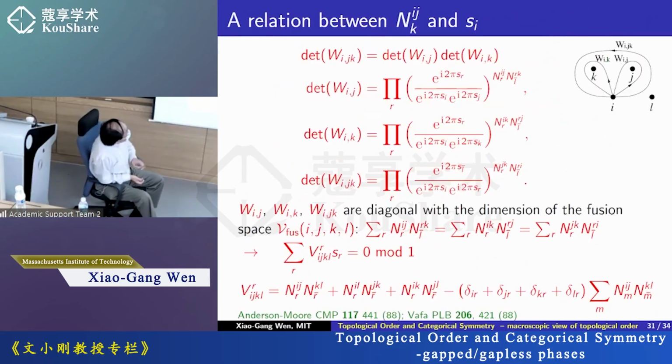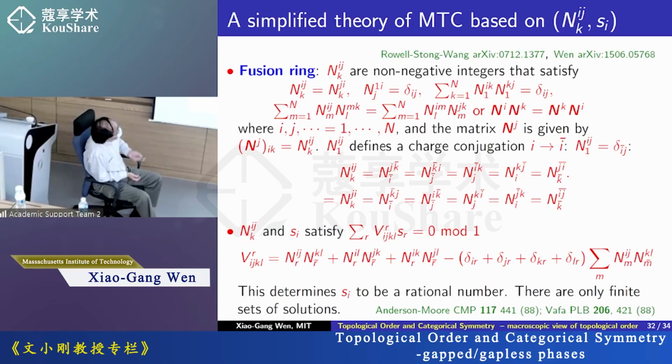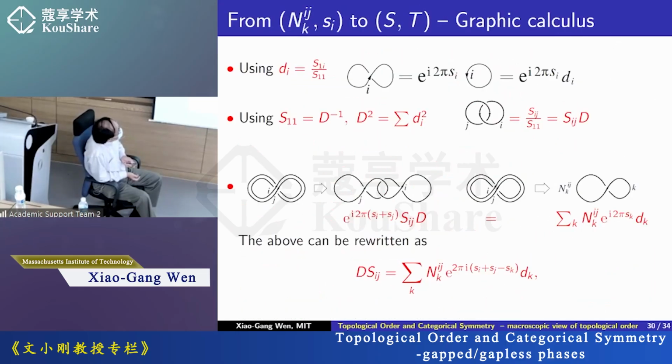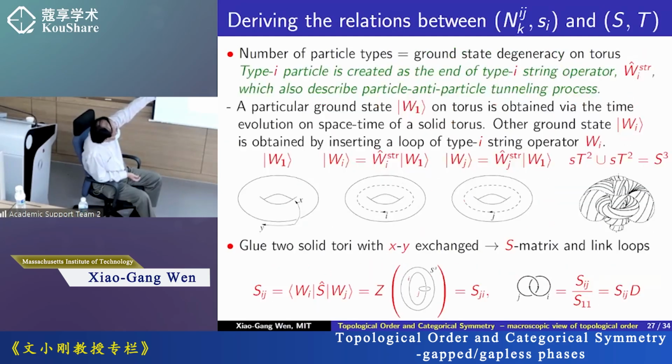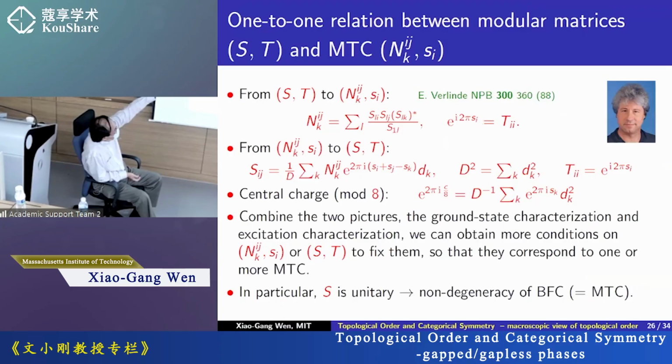Okay, let me do this, explain what I'm doing here. From here, we can express N_ijk using the S matrix.